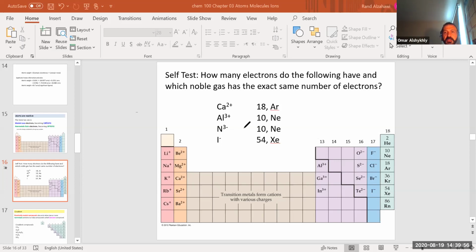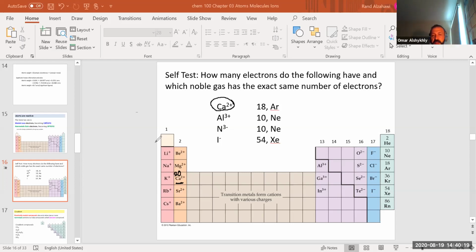We have, for example, calcium. Calcium has 2 positive charge. Why does calcium have 2 positive, not 1 positive, not negative? Look at the location of calcium. Calcium here has the atomic number Z = 20.